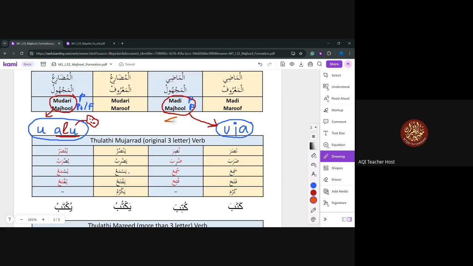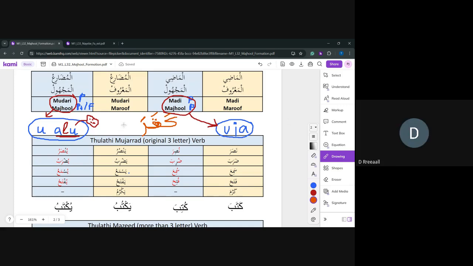So if we have the word kafara, will you be able, Brother Denise, to do the Madi Majhul form and the Mudari Majhul form for the word kafara? Yeah. Kafara means he disbelieved. It'll change to Kufira, yes.